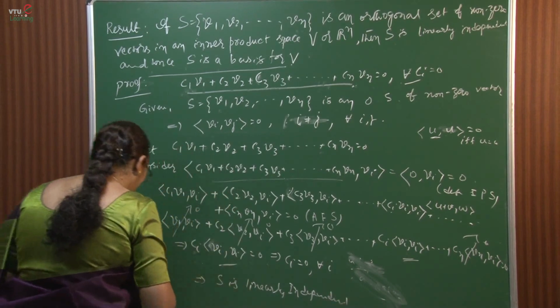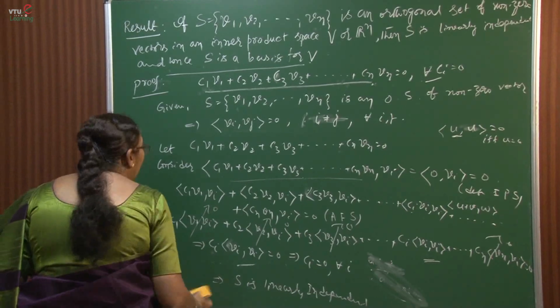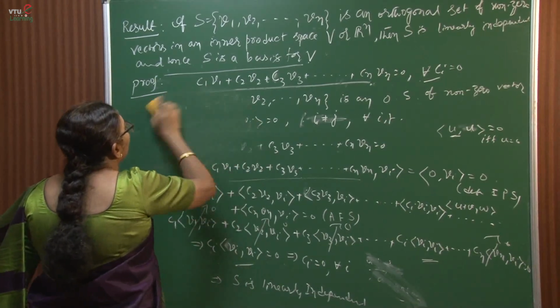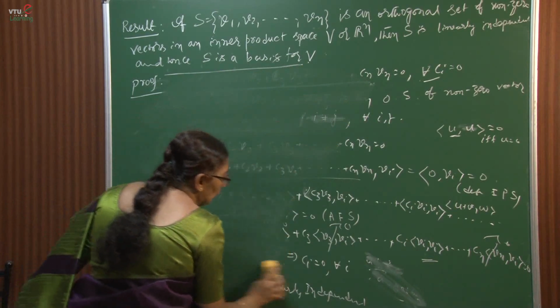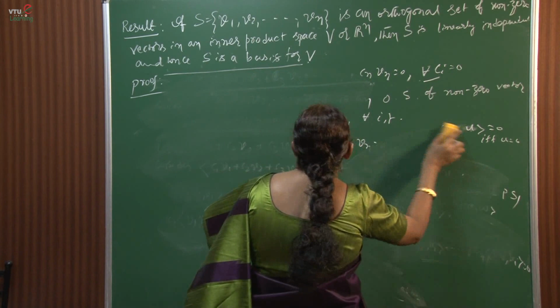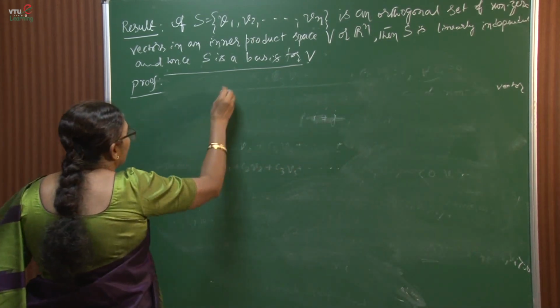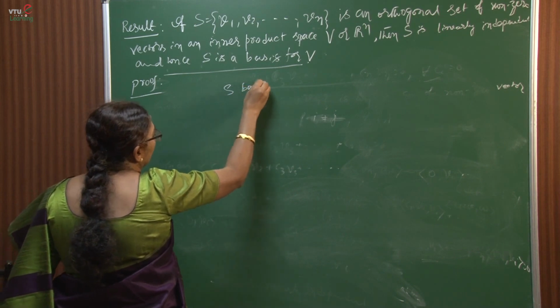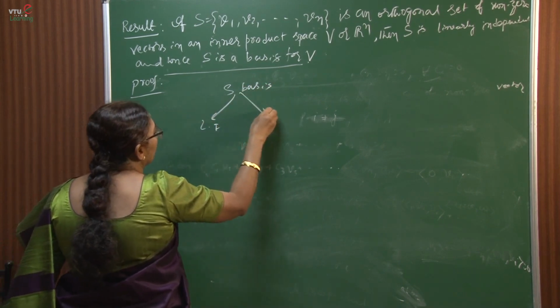Okay. S is linearly independent, and hence S is a basis. You already know that from module 1: when do we consider S a basis? S is a set of vectors, and when S is a basis it must be linearly independent and also span V.